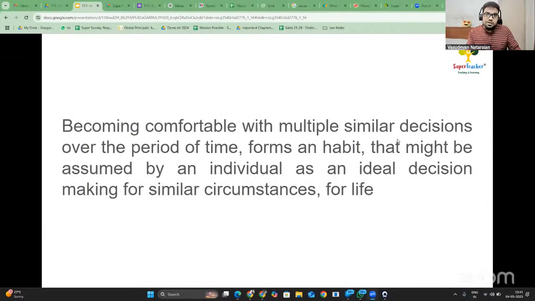Okay, so you read about the Heinz dilemma. It's quite a famous theory out there. But this is greatly influenced by one important area that you are already aware of, and let me show my screen once more. Here we go. Becoming comfortable with multiple similar decisions over a period of time forms a habit that might be assumed by an individual as ideal decision making for similar circumstances for life.